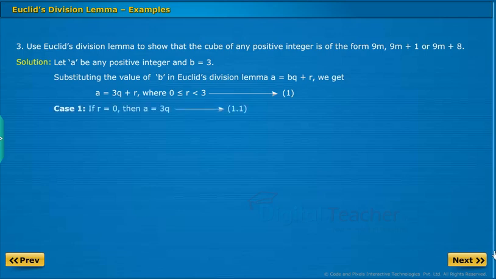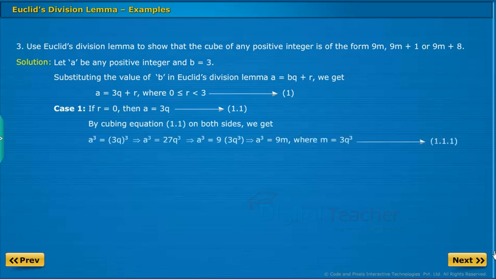Case 1. If r equal to 0, then a equal to 3q, that is equation 1.1. By cubing equation 1.1 on both sides, we get a cube is equal to 3q cube, which is equal to a cube equal to 27q cube, that is in turn equal to a cube equal to 9 into 3q cube, that is a cube is equal to 9m, where m equal to 3q cube, that is equation 1.1.1.